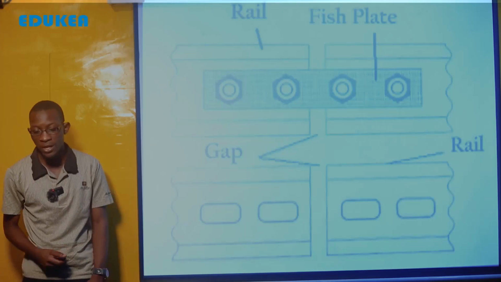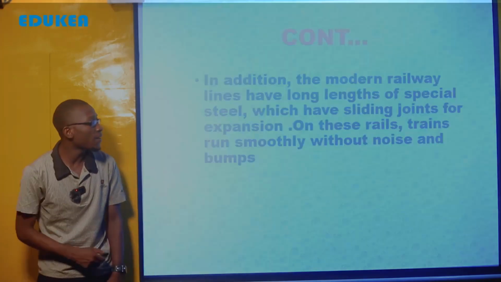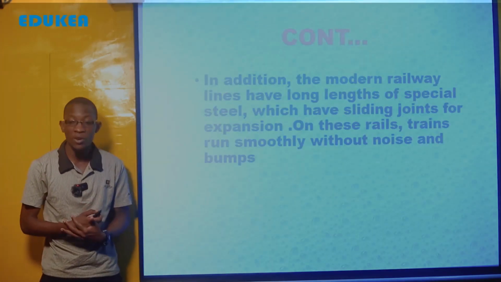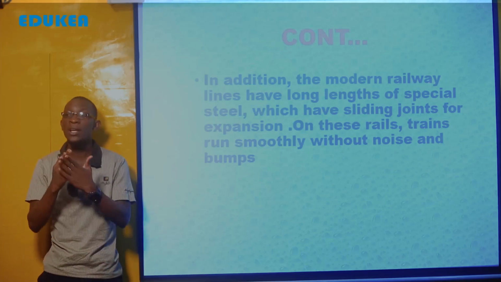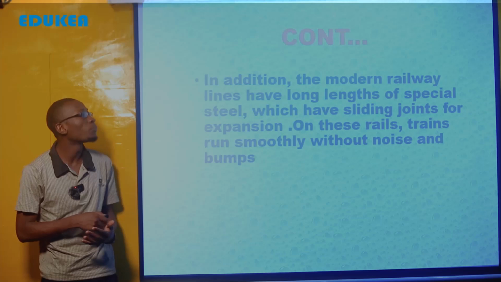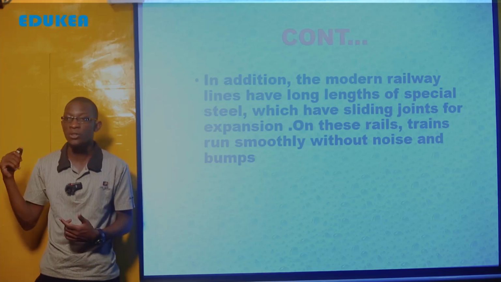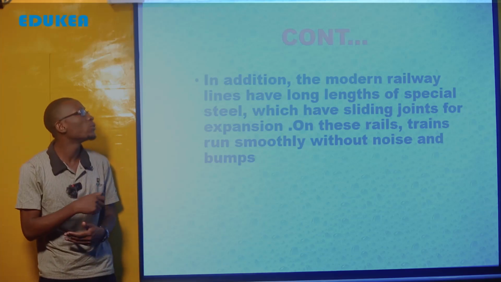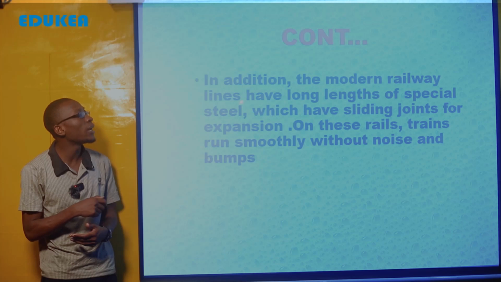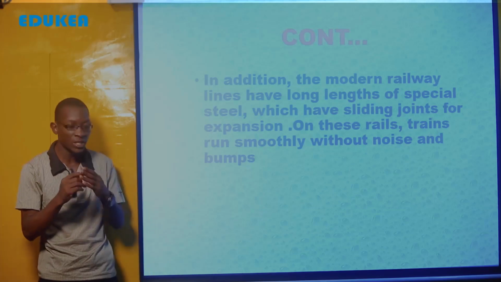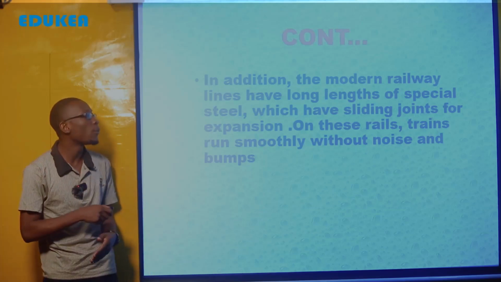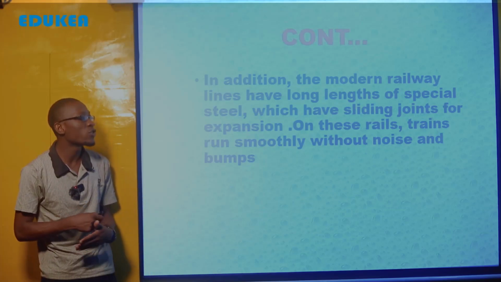Another thing in addition, kwa kuongezea hapo, ni kwamba the modern railway lines, railway lines za kisasa sasa hivi, that previous was the colonial railways. So in addition, the modern railway lines have long lengths of special steel, ambayo ina urefu mkubwa wa special steel maalum, which have sliding joints for expansion, zinakuwa zina slide wakati wa expansion.